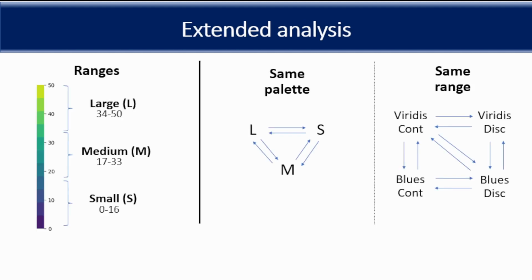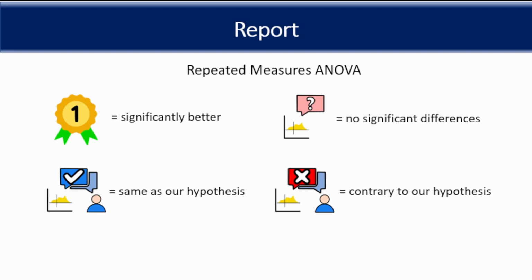To extend our analysis, we decided to investigate the effect of the ranges in the palettes. Thus, we defined the following ranges: small from 0 to 16, medium from 17 to 33, and large from 34 to 50. With this, for each task, we analyzed the differences in errors for same palette, different ranges, and same range, different palettes. This is how we are going to report the results of our repeated measures analysis.